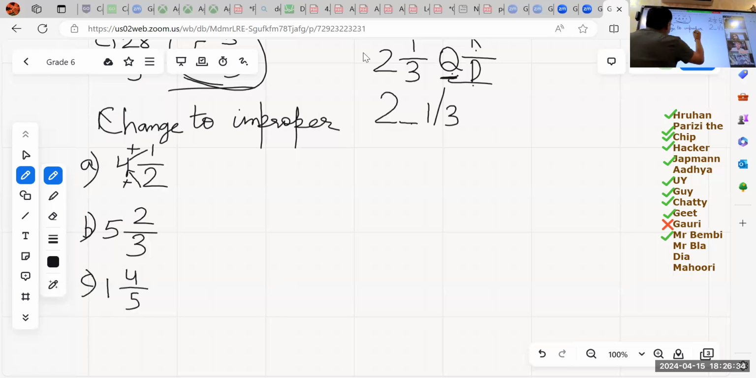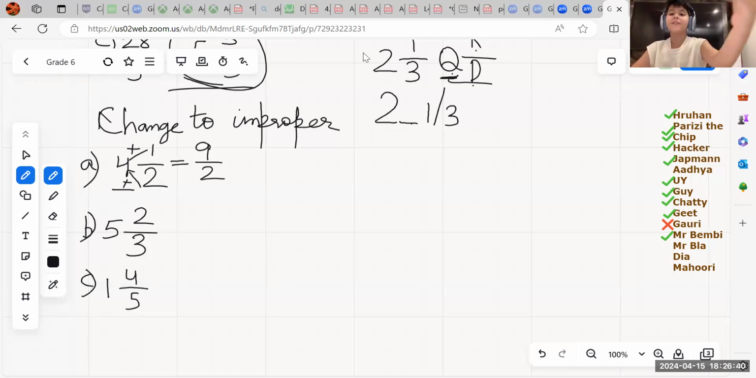Now we are changing to improper from mixed. Mixed has a whole part and a fraction part. So 9 by 2. I know, sir, I did the opposite. Sir, I multiplied 4 by 1, then added 2. I had to do the opposite. Thank you, sir. B and C.